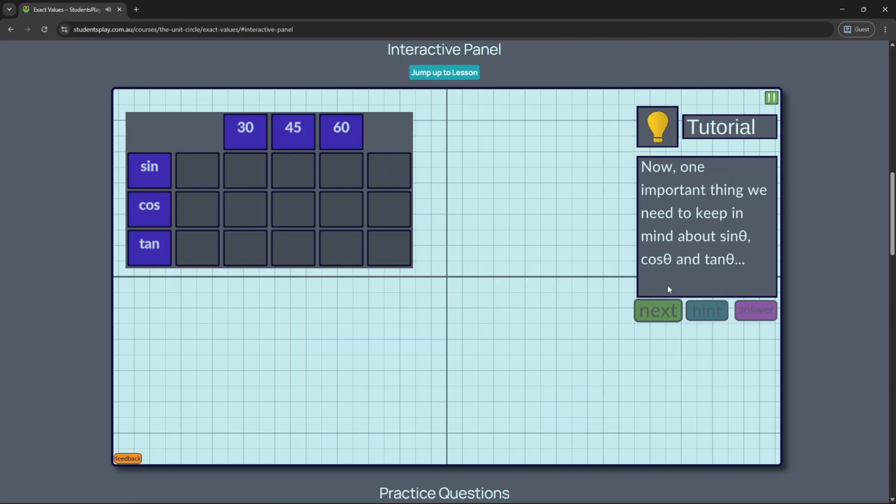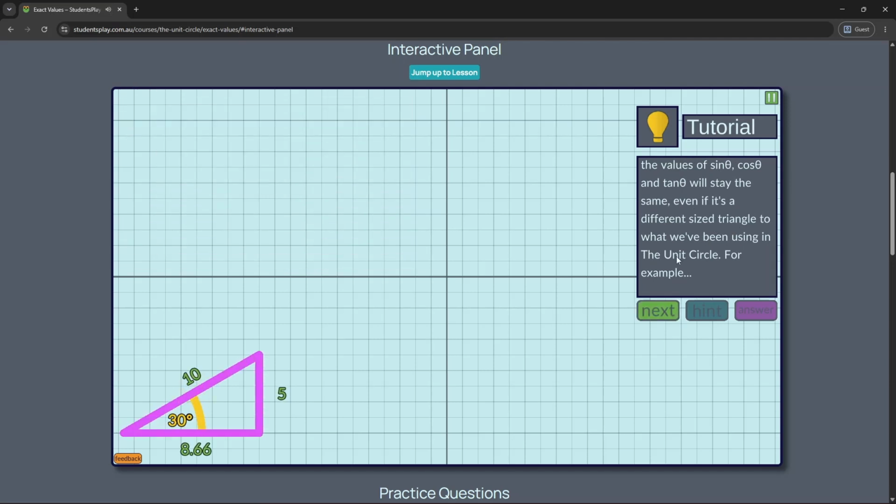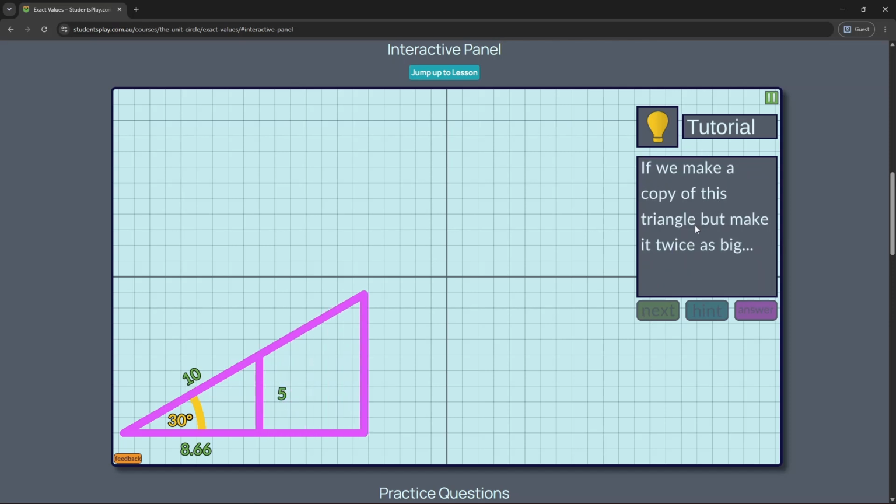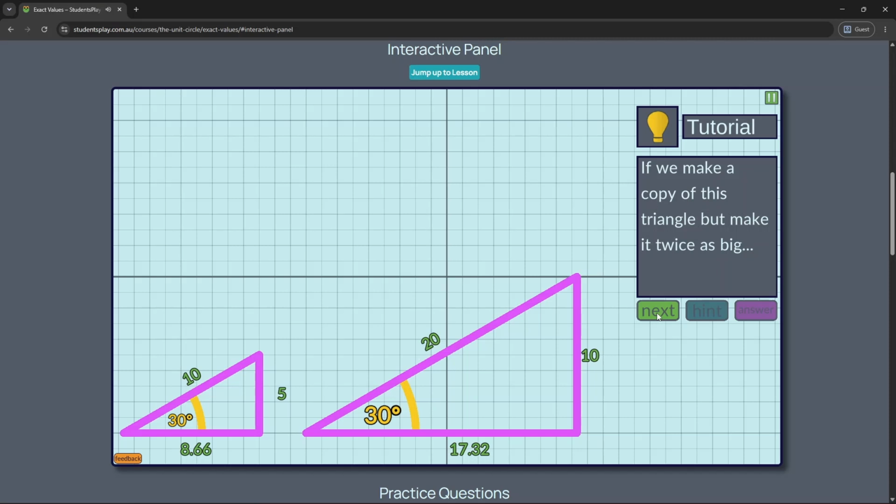Now, one important thing we need to keep in mind about sine theta, cos theta, and tan theta is that because they're based on the angles in the right-angled triangles, they're ratios, meaning that as long as the angles stay the same, the values of sine theta, cos theta, and tan theta will stay the same, even if it's a different size triangle to what we've been using in the unit circle. For example, if we make a copy of this triangle, but make it twice as big, the angles would all stay the same, but now all the lengths are twice as long.